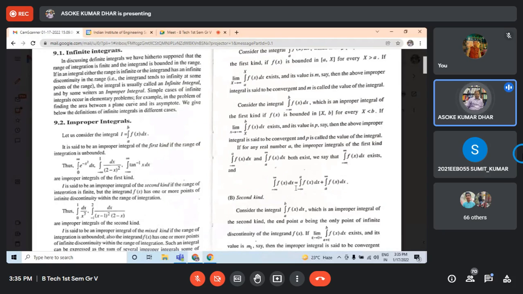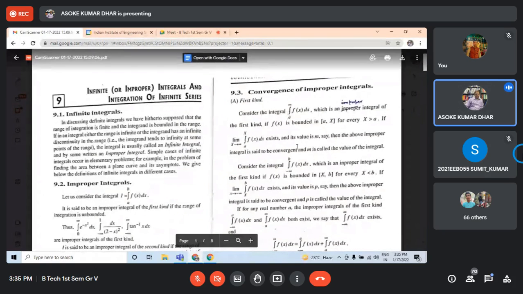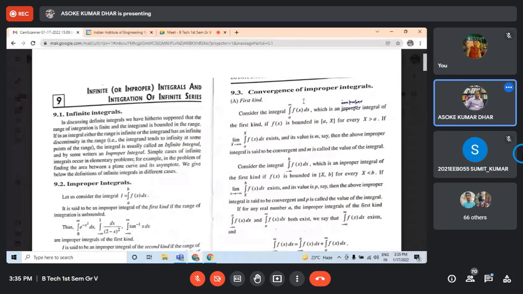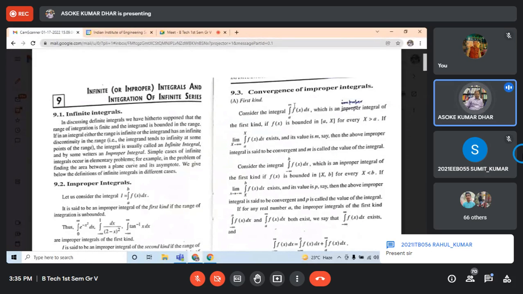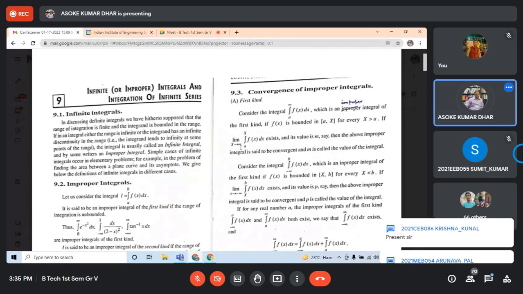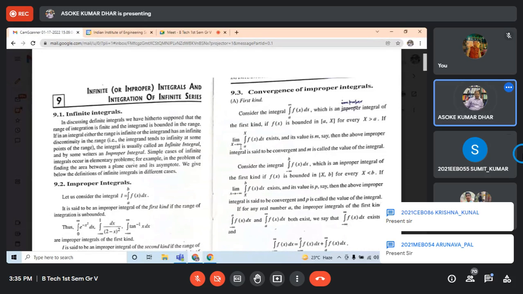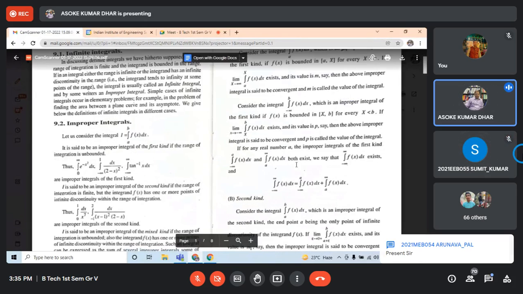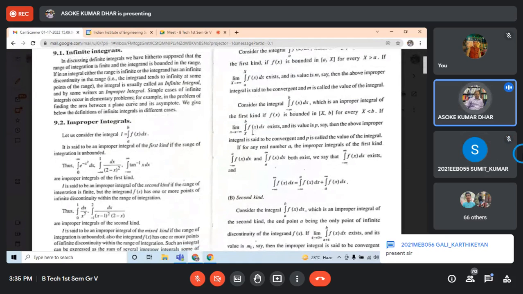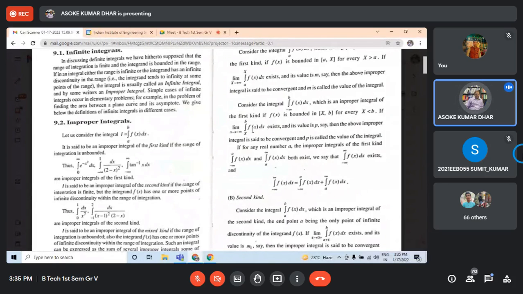Actually, the first type is a to infinity. You do not find the value of the integration directly, but you change infinity to capital X, clear? And then take the limit as X tends to infinity. Second, for minus infinity to b, you write it as the integral from X to b, and X tends to minus infinity, and find whether the limit exists or not. If it exists and takes a finite value, then that integral is known as a convergent improper integration of the first kind.